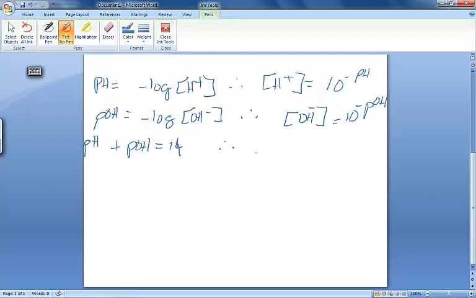So if I wanted to reverse that, it would be H plus times OH minus, because we're doing the log scale. Instead of adding, we're multiplying, just like exponents. That would equal Kw, which is 10 to the negative 14. And from there, we can take this even one step further into looking at Kas and Kbs.